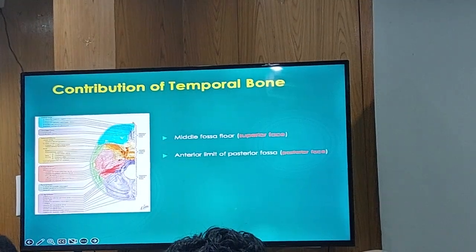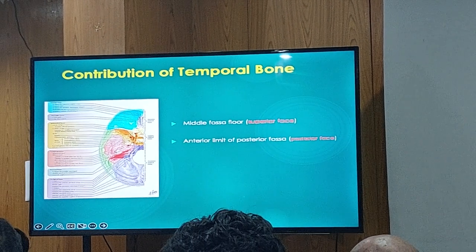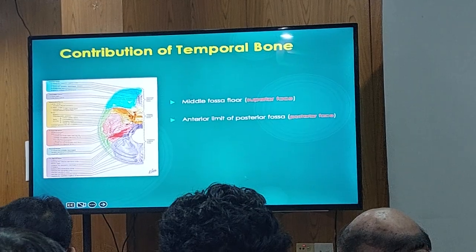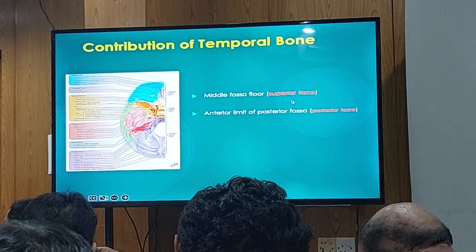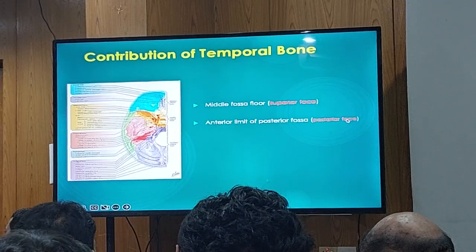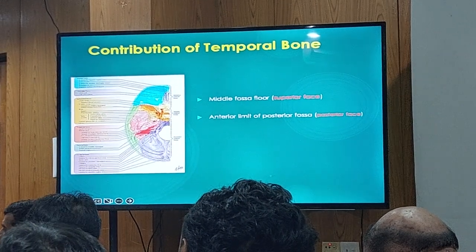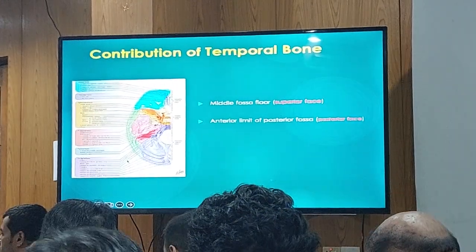So just for simple demonstration you can understand. The pink color, this is the floor of the fossa, and this is the superior surface of the temporal bone you see from the inside. And the anterior limit, this is the posterior cranial fossa, you can see again the pink color, it is the anterior limit of the posterior fossa.